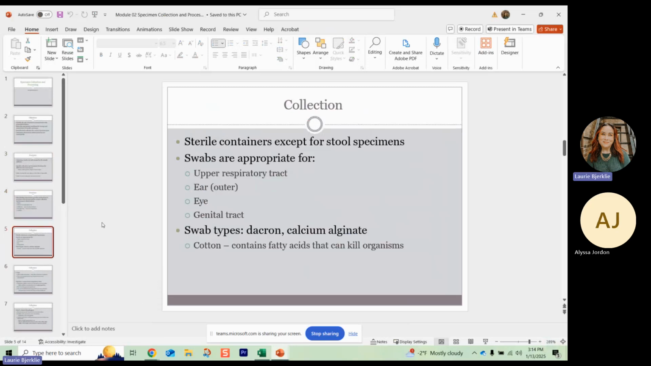So for stool samples, we would use a sterile container. It a lot of times has a preservative in the container to help preserve the stool sample. Swabs are going to be ideal for anything like ears, eyes, genital tract, upper respiratory tract, so like your throat, your nose, things like that. There are different swab types. Like I said, we are not using a typical cotton Q-tip. Cotton actually will kill certain organisms because of the fatty acids in it. So we might use a Dacron swab or calcium alginate swab.